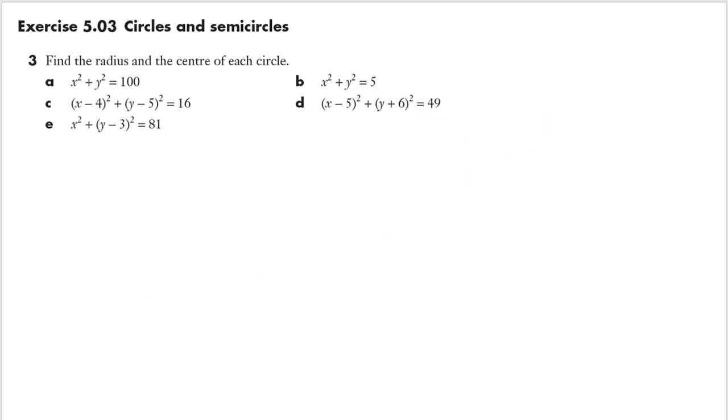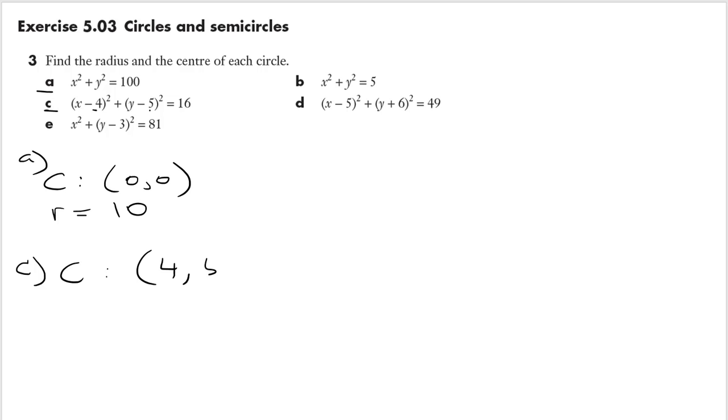Question 3, we want to find the radius and the centre. So for something like A, the centre, I'll just call it C, is going to be at 0, 0, and the radius in that case is going to be equal to the square root of 100, which is 10. If we have a look at C, now the centre is going to be at x equals 4, y equals 5. And the radius will be the square root of 16, which will be 4.